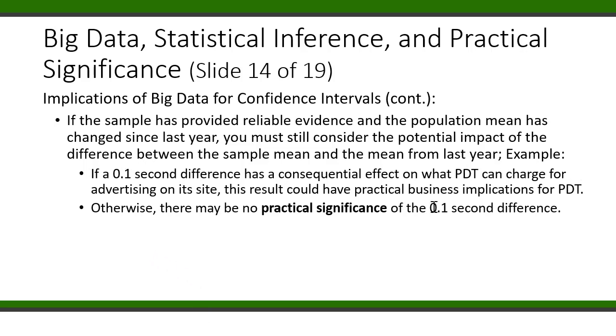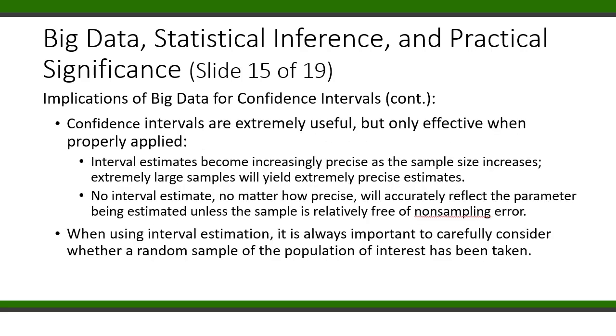So that's what it means. Otherwise, there's no practical significance of that 0.1 second difference. Maybe it doesn't mean anything. So what are the implications for confidence intervals? They're very useful when they're applied correctly. But like we've said, when you have those estimates, they become increasingly precise as the sample size increases. So if it's a very large sample size, then you'll have extremely precise estimates.